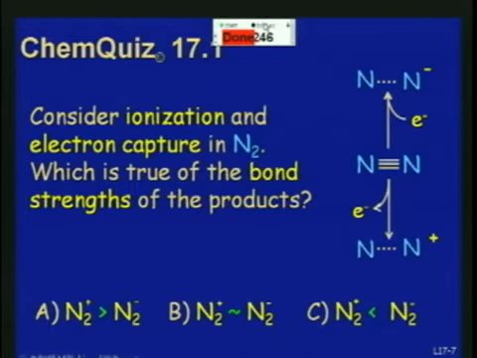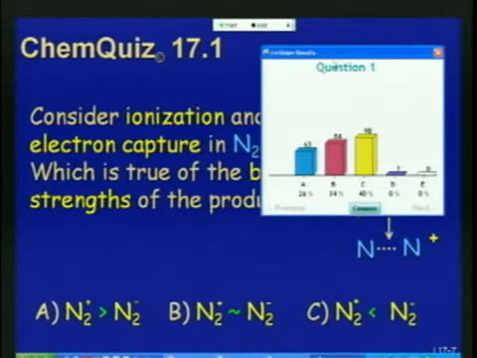246 people here. Wow, must be coming close to midterm. But that's not so close to midterm. All right.